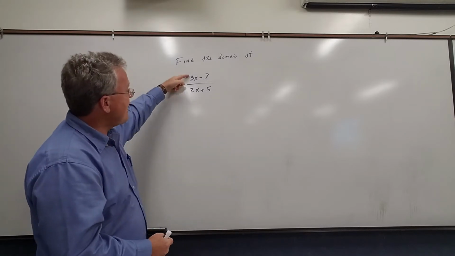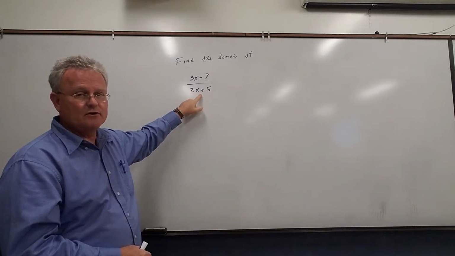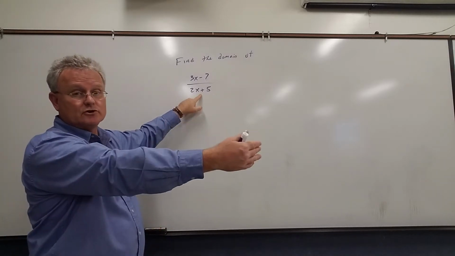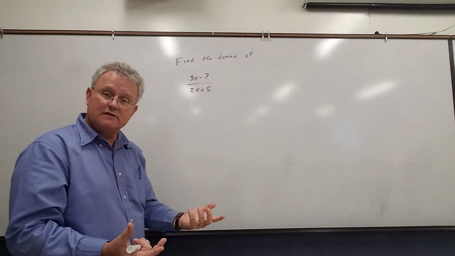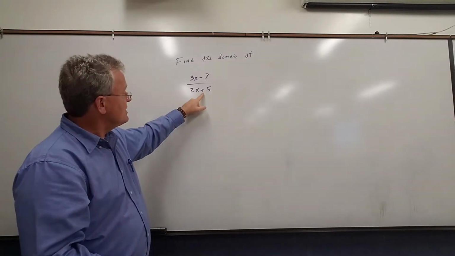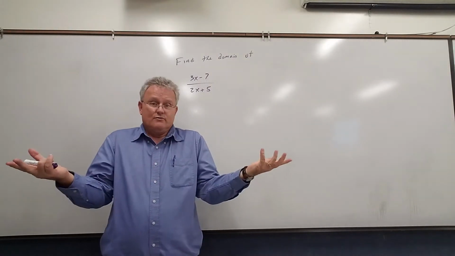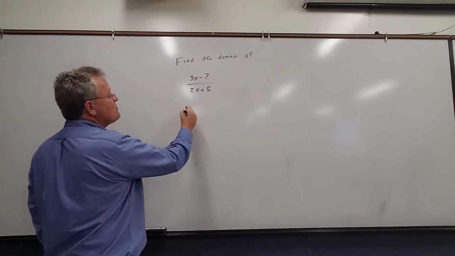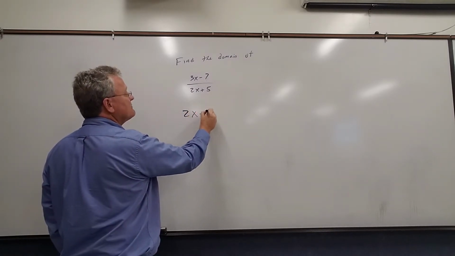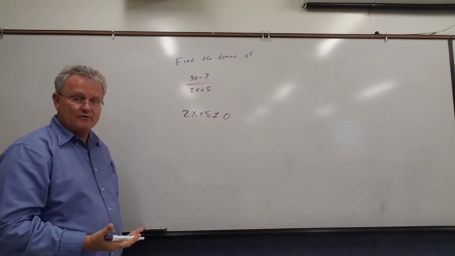Well, for fractions, the denominator, the bottom, cannot be 0. Why? Because we learned earlier in Algebra Part 1 that division by 0 is undefined. So if we plug in an x value that makes the denominator 0, we don't know what that's equal to because it's undefined. So to find the domain, whatever the denominator is, the denominator cannot be 0.